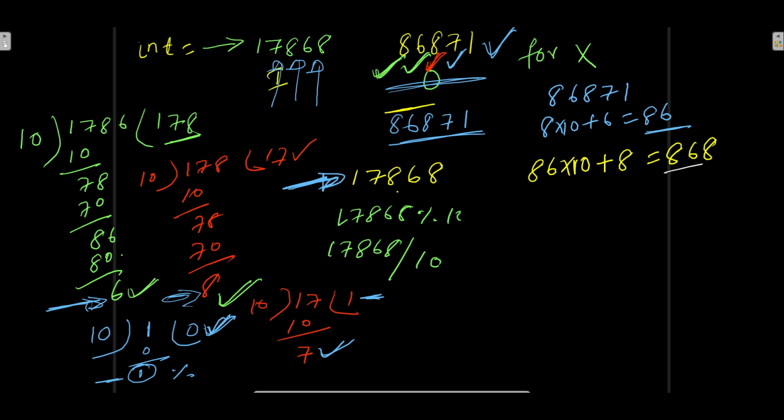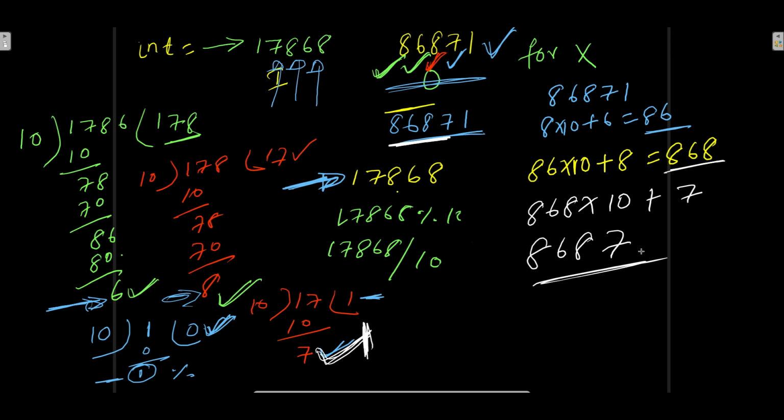You got 868. Now after 868, what is the next data? 8687. So you got 7 here, guys. You can see my mouse, 7 you got here. But after that, what is your data? You have 8687, which means if I multiply 868 by 10 and add 7, it is 8687, right? Clear?